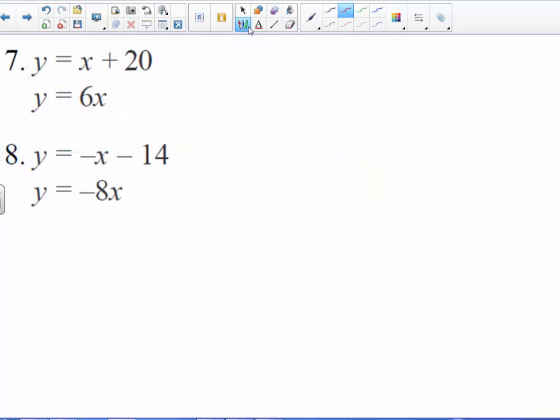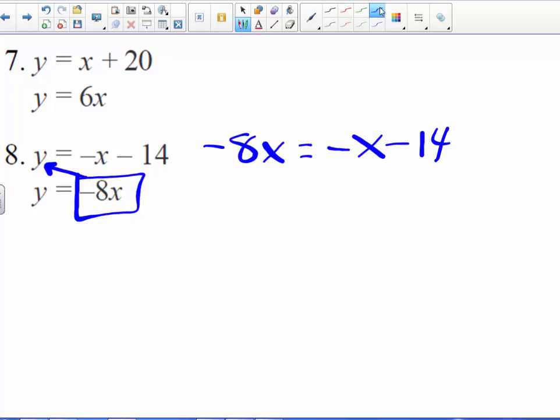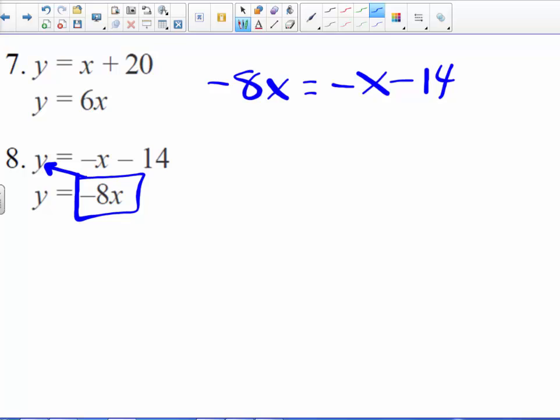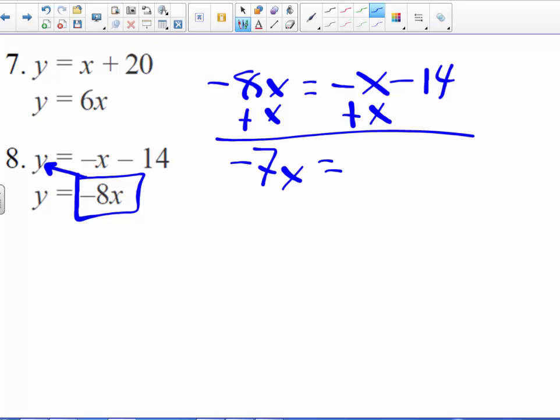Number 8, the bottom one here. Solve for the variables. This one's solved for y. Again, I'm going to plug that in for that y. So I get negative 8x equals negative x minus 14. I'm going to move that up so I've got a little more room. Solve for x. I'm going to bring all the x's to one side, so I'm going to add x on both sides. Negative 8 plus 1 is negative 7x equals, this cancels, 0 minus 14 is negative 14.